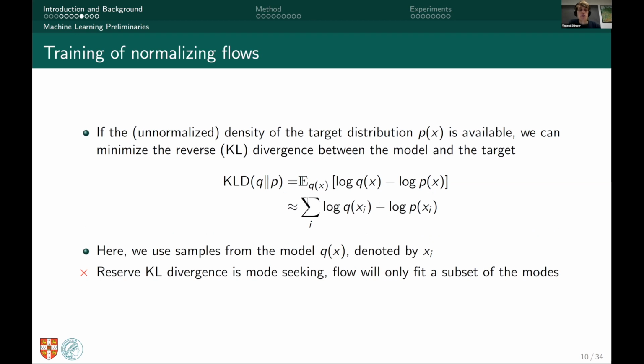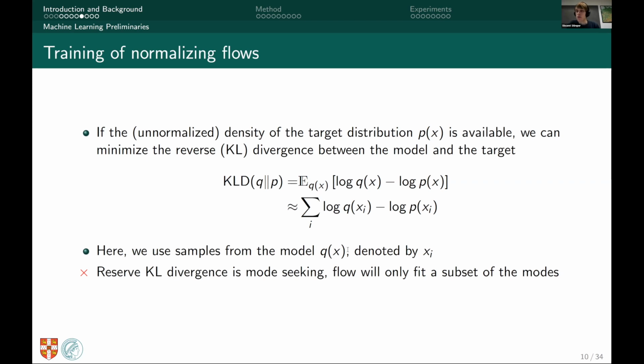Another approach to train normalizing flows is that if you are just given the unnormalized density of your target, you can also train them by minimizing the reverse KL divergence. So basically, you change the ordering of Q and P here in the KL divergence, which causes you to end up with an expectation over Q and not an expectation over P. And of course, expectations over Q can be estimated with samples from Q. And so Q is our normalizing flow.